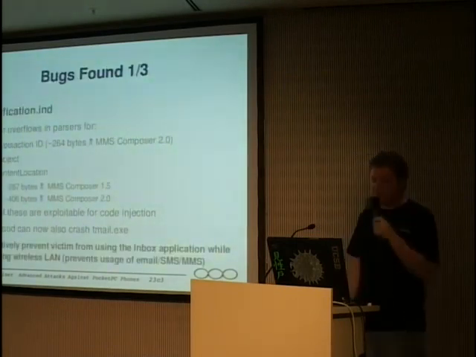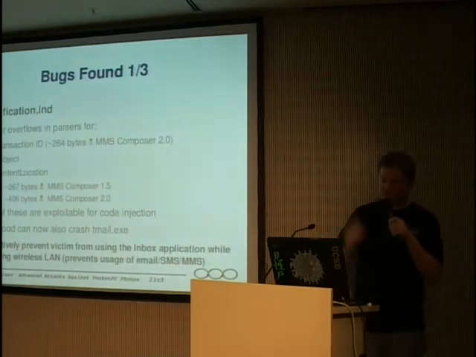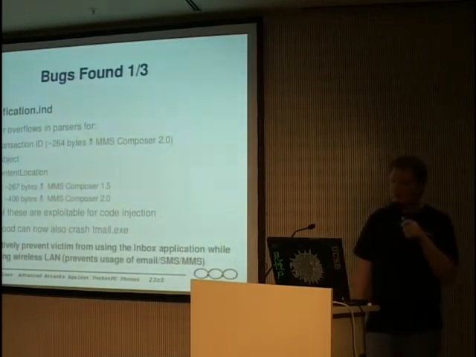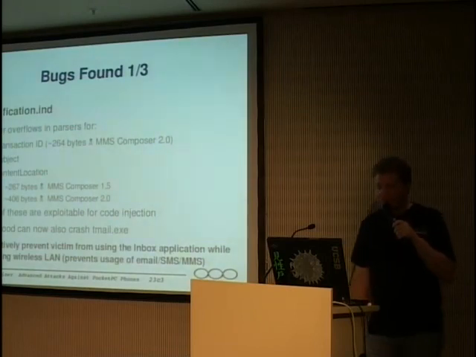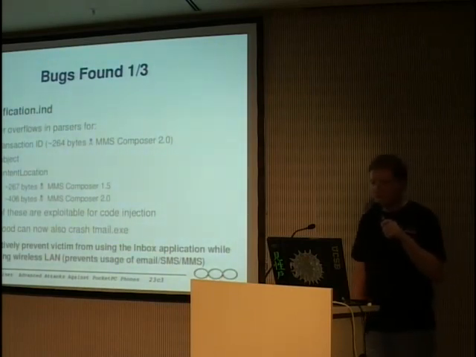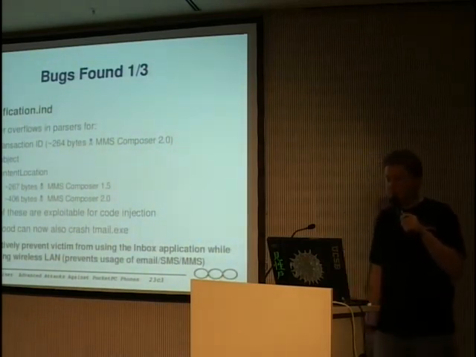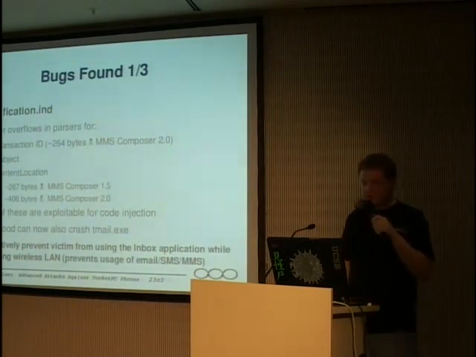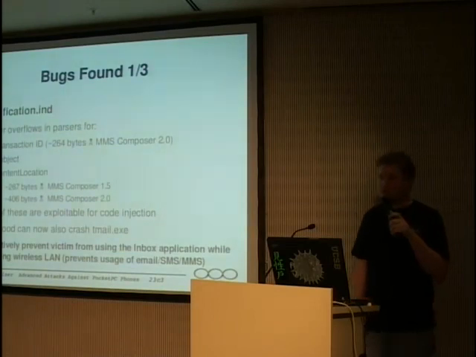So the first bugs are in the small notification message, which is sendable over UDP or SMS. There are already quite a number of bugs. If you make the transaction ID really long, MMS Composer 1.5 also dies, but that's the length for version 2, and it's just, oh, whoops. Content location 2, and unfortunately you cannot use it for code injection, also because the messages are normally very small. You could maybe include a very small payload, but with the bugs I couldn't overwrite the return address.